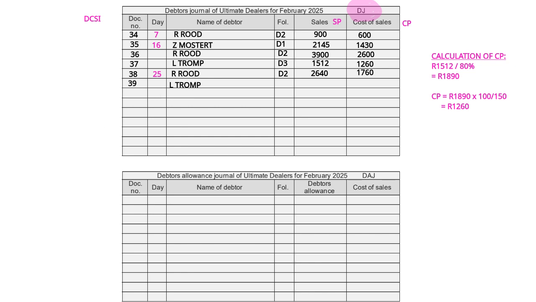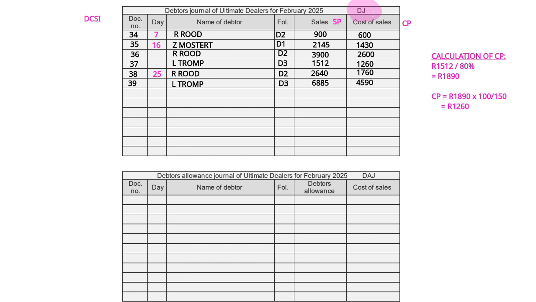This time our debtor is Trump, debtor 3. 6885 in sales and 4590 in cost of sales. I use my cost of sales formula, which is selling price of 6885 times it by 100 divided by 150. And now we've completed our debtors journal.